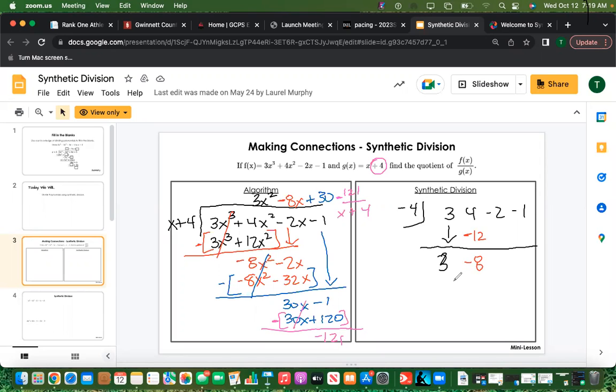I'm going to repeat that exact same process. I'm going to multiply -4 times -8, and that's going to give me +32. I'm going to add going straight down, so that'll give me 30.